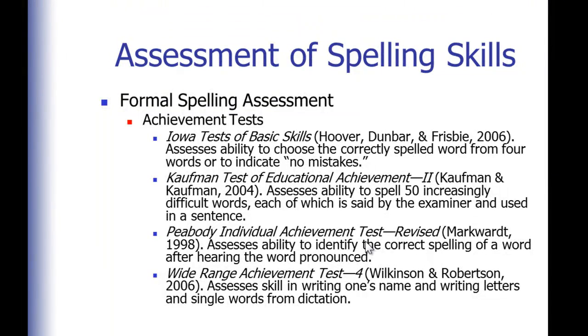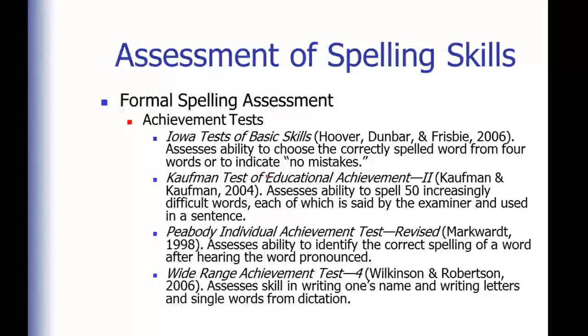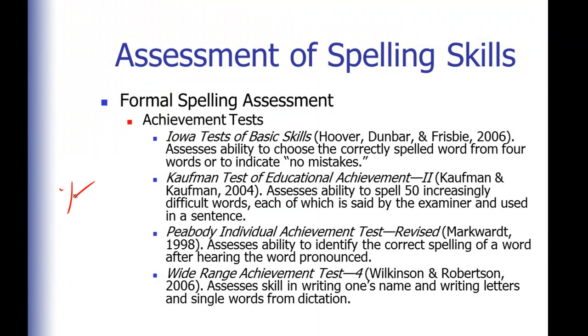There are formal assessments, and you know some of these here, but this is the Iowa Tests of Basic Spelling. And then we have some acronyms here. This Kaufman test, we call this the KTEA, if you had that in assessment course. The PIAT, the Peabody Individual Achievement Test, and then the WRAT, Wide Range Achievement Test. And then each one has a little breakdown of what they're for.